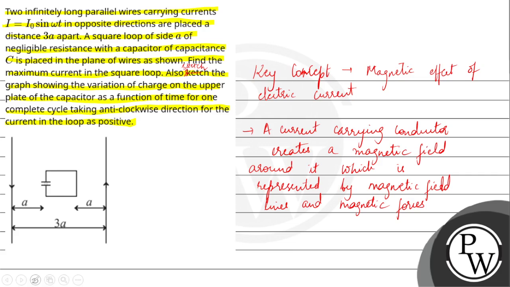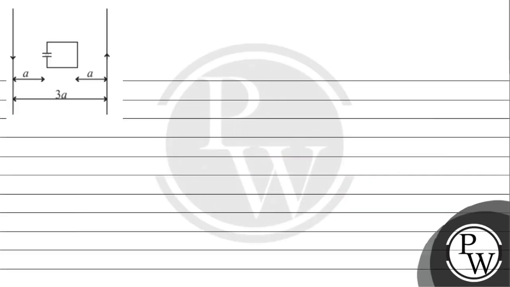तो इस क्वेश्चन को सॉल्व करने के लिए पहले हम इस फिगर को थोड़ा मॉडिफाई करके एक फिगर और लेंगे. So let us say we consider a small element dx which is at a distance x from the left side of the left wire. तो ये है current I, ये भी current I है.